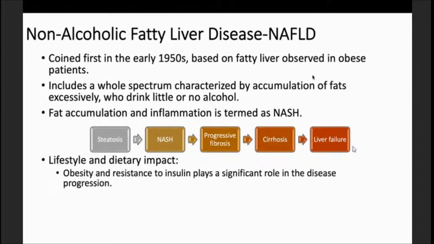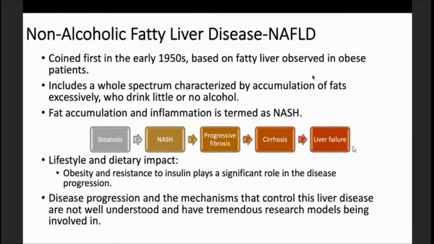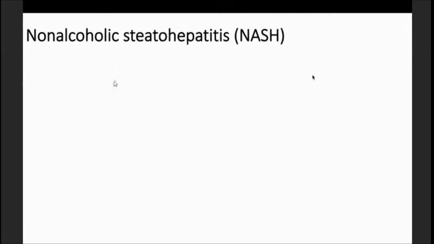The chief causes are lifestyle and dietary impact. Obesity and insulin resistance play a huge role in the progression of the disease. In around 90% of the cases, people who are obese have these conditions. Also associated factors would be the presence of diabetes or a pre-diabetic condition. Though disease progression and the mechanisms of this particular liver disease are not very well understood, tremendous research models are involved, using mice, rats, and other animal models.